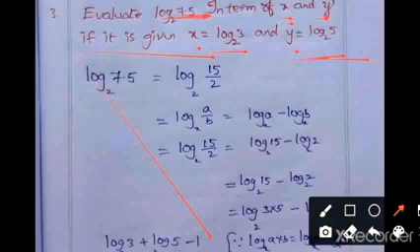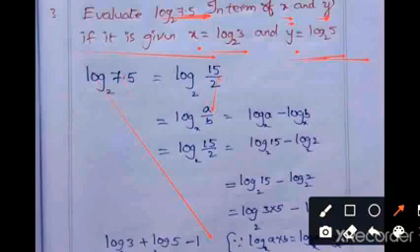So here I am writing 7.5 as 15 by 2. Whenever we take half of 15, we get 7.5. That's why I have written it like this. And see here, if you observe this, it is in the form of log a by b.